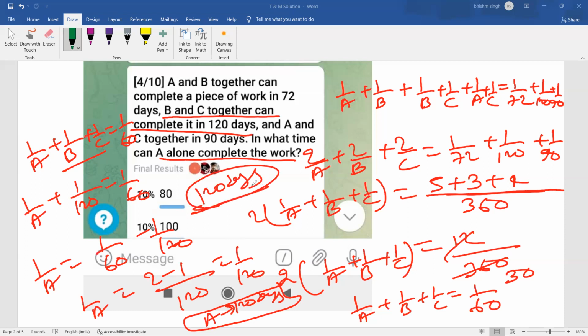I think in this question the options are not given correctly. They have given the option 60 days, that is not correct here. None of these is the correct answer for this one. So 120 is the only correct answer. Okay everyone, so we will try the next question.